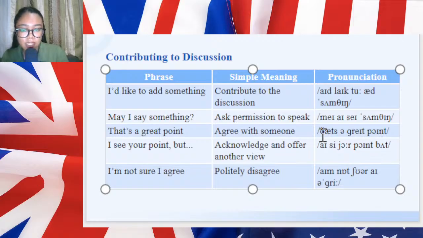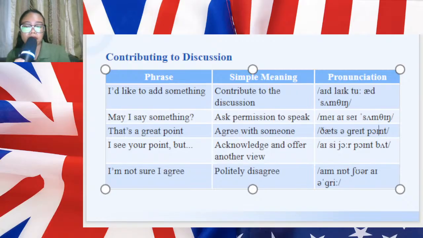Lastly, the word "point". You start with the letter P sound, followed by a diphthong sound, "oi", and then the letter N sound and the letter T sound, N and T. So you get "point". So that's "a great point." Again, "That's a great point."